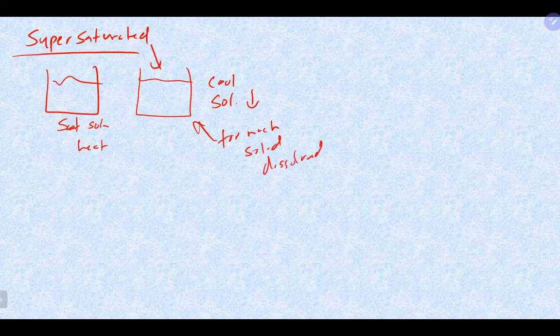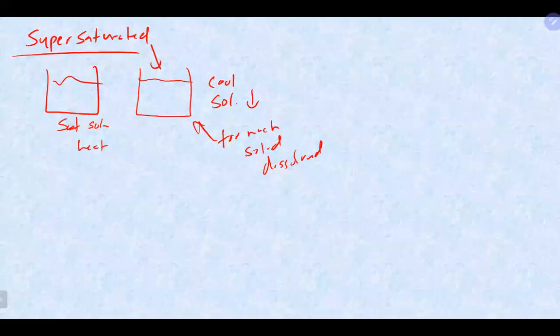In addition to increasing the solubility of the solid that was dissolved in there, as you're heating it, you're also evaporating off some of the water, which is a solvent. So you now have a little bit less water. You got too much solid in there. And what that creates is a really unstable solution. And it's so unstable because, like I said, you pretty much have way too much dissolved in there.